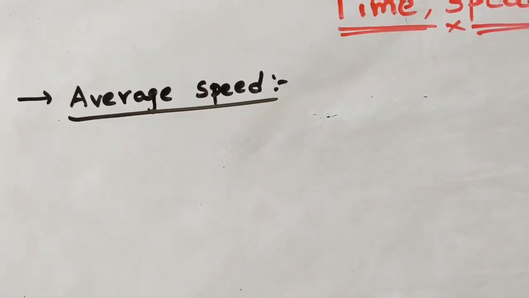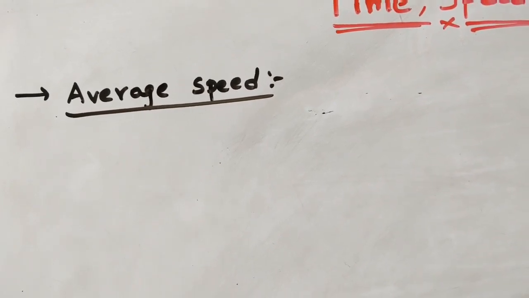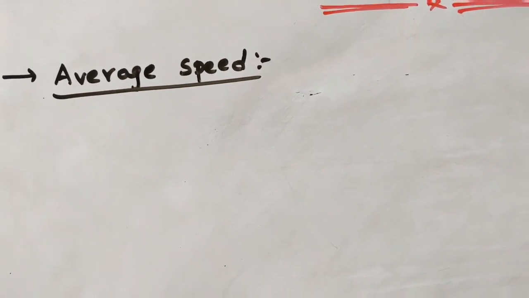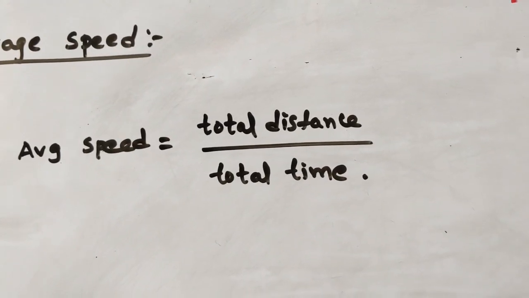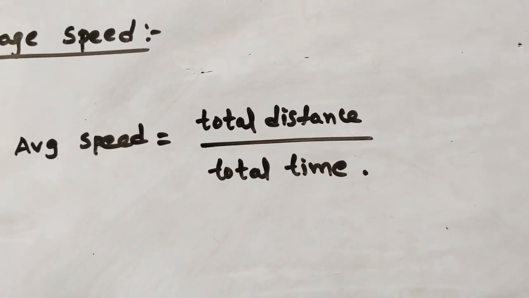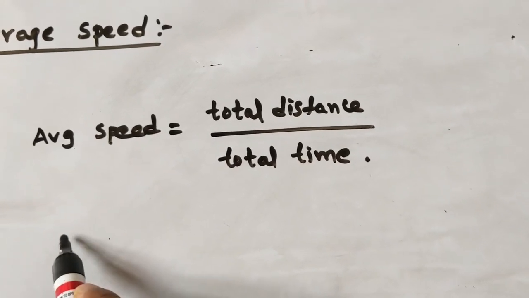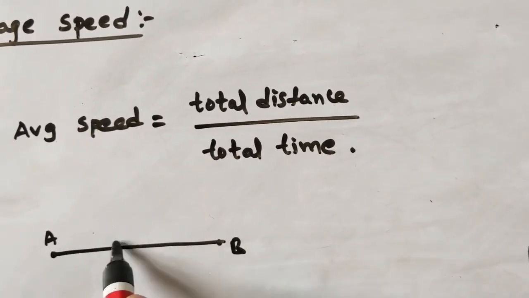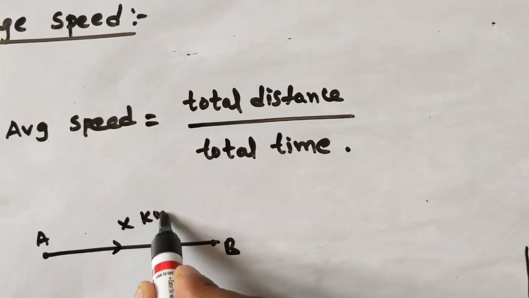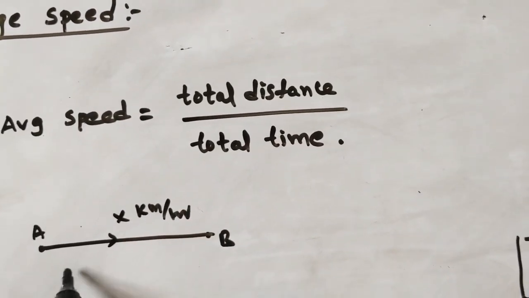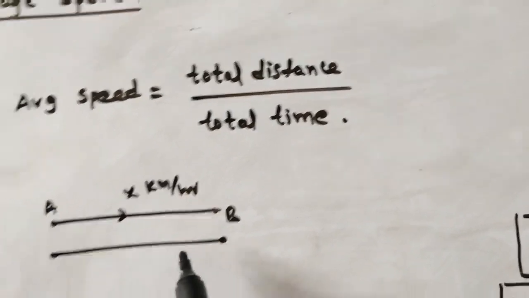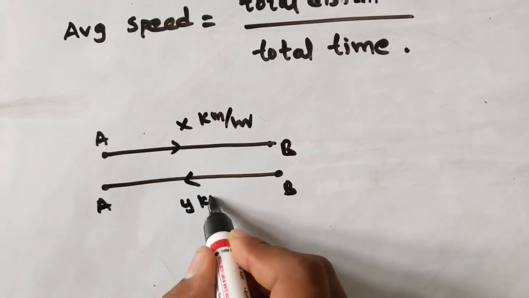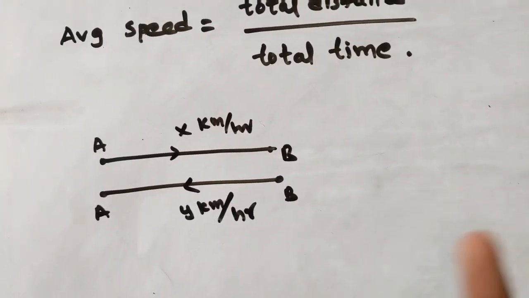Now average speed. What is meant by average speed? Average speed means total distance traveled by total time taken. For example, I want to travel from A to B. While going, I am going with a speed x kilometer per hour. Same distance while coming back from B to A, I am coming at speed y kilometer per hour. Now I want to find the average speed.